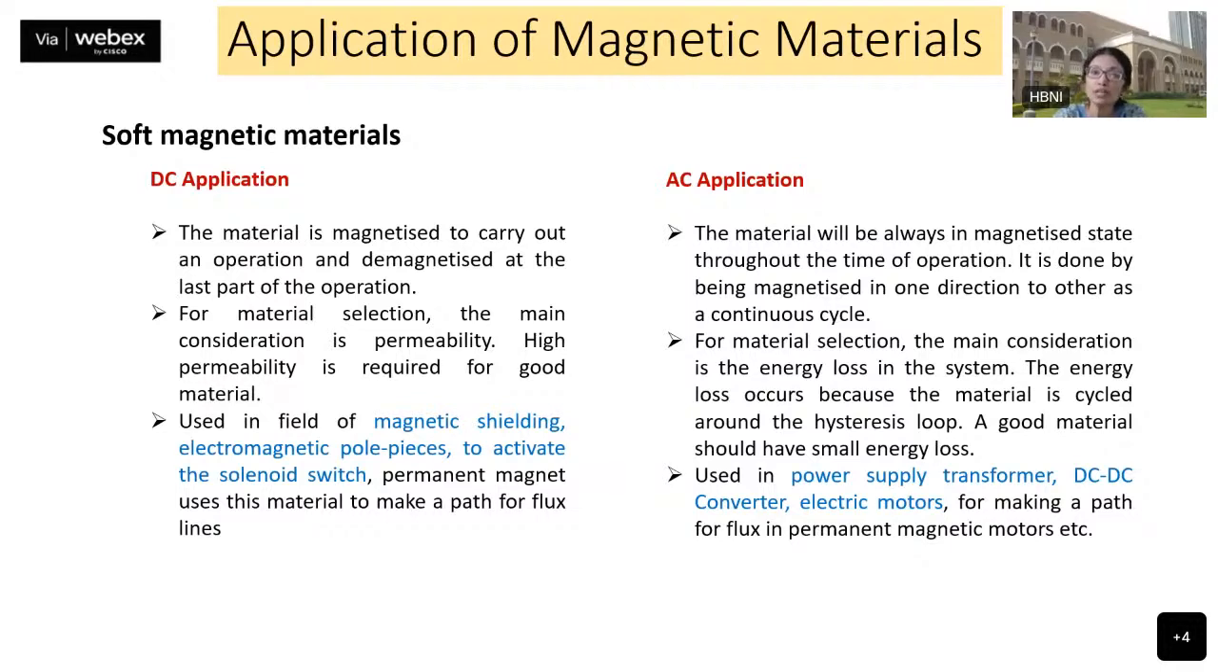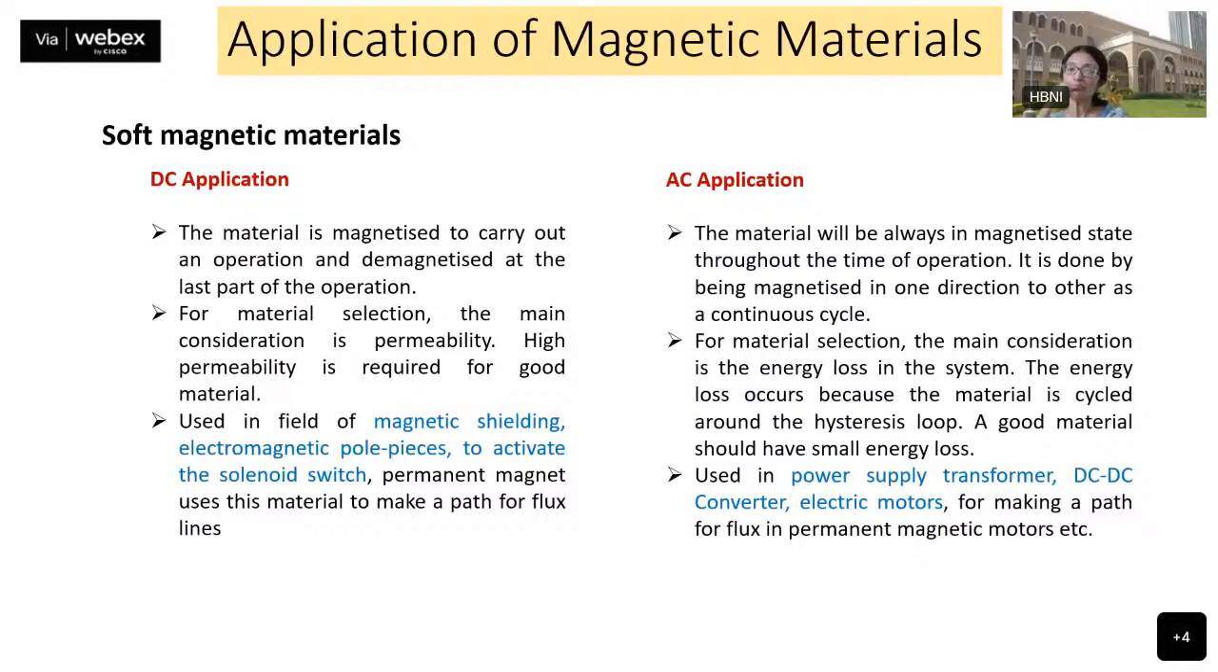Whereas when you look into alternating current applications, that's AC ones, the material will always be in a magnetized state throughout the time of the operation. Whereas in DC application, when you are carrying out the operation it is magnetized, and it has to be demagnetized during the last part of the operation. So when you are having an AC application, the main criterion for material selection is going to be the amount of energy loss in the system.